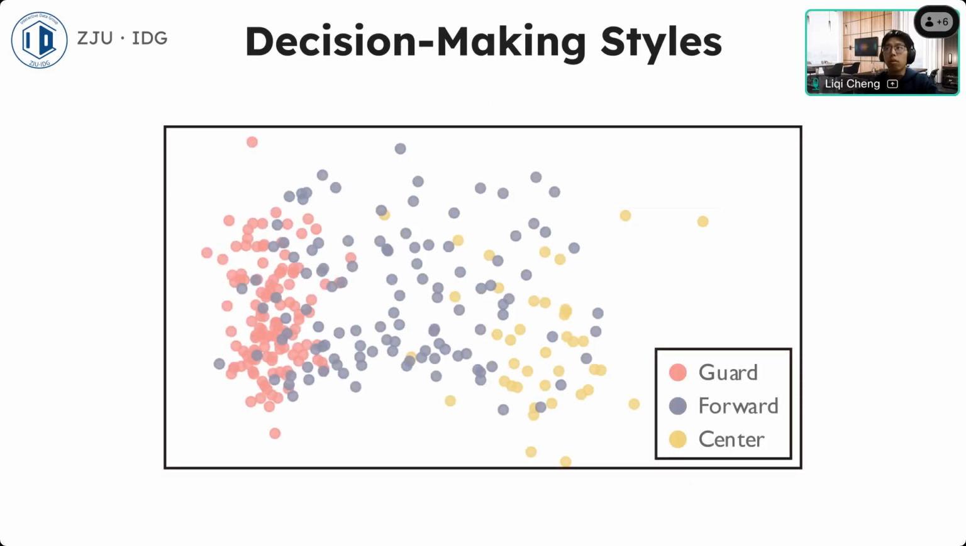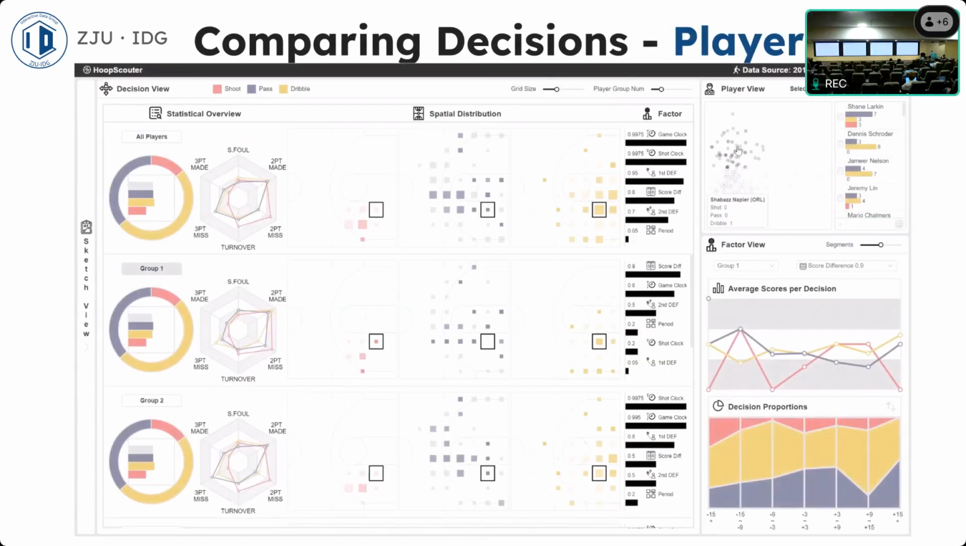The projection of this embedding is shown in the figure. We can observe clear clustering based on player roles. For example, red dots represent guards who frequently handle the ball, while yellow dots represent centers who try to finish near the basket.